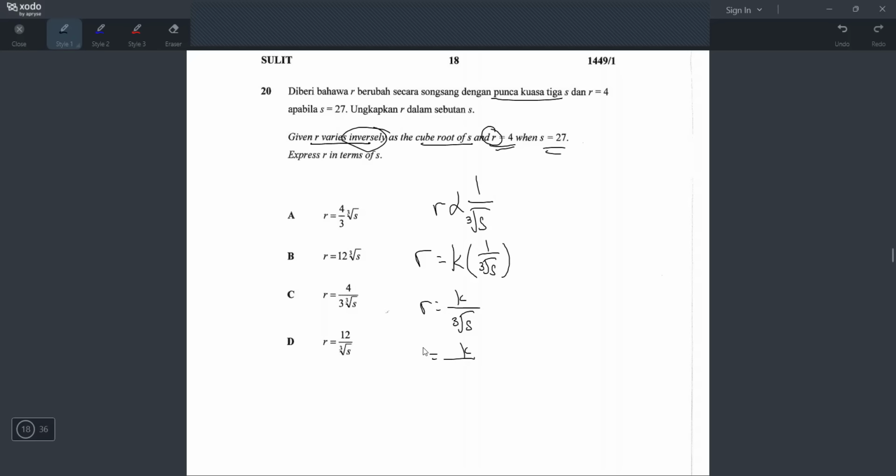But in order to find k, you need to have what? You need to have R and S, right? Otherwise, you can't find the k. So how to find k? You need to have R and S. Did they give R and S? Yes, R is 4, S is 27.